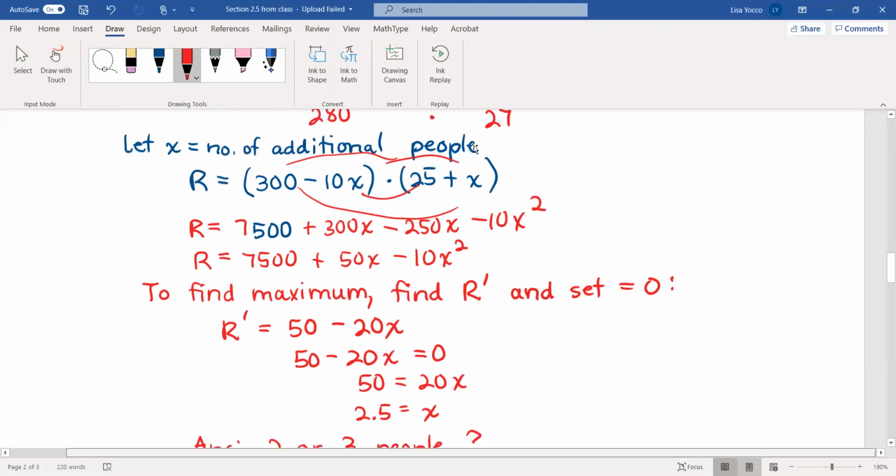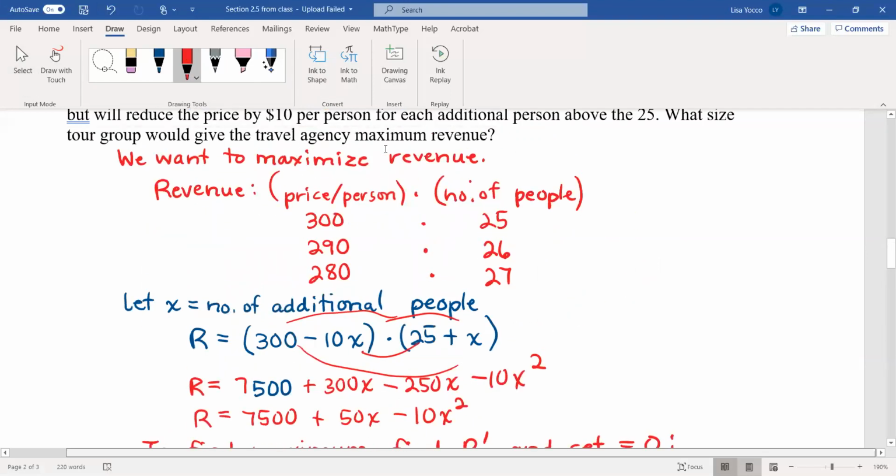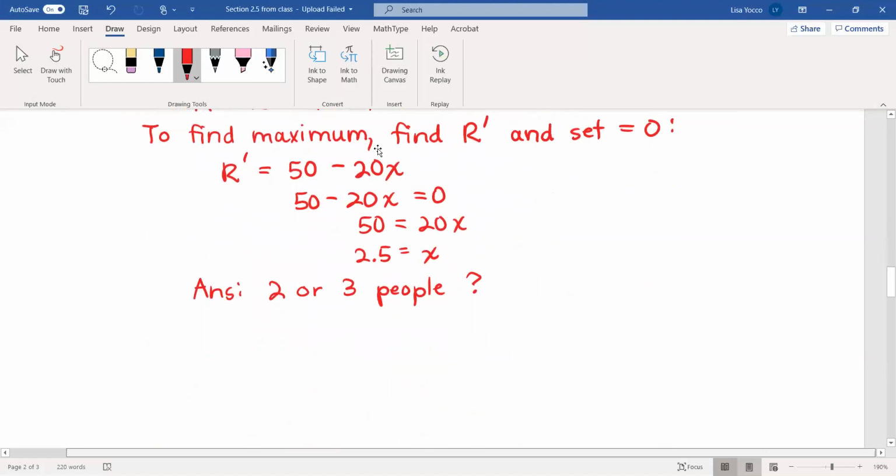Let me go back. We want to be sure and answer the question. Let me add in here. This is the number of additional people.